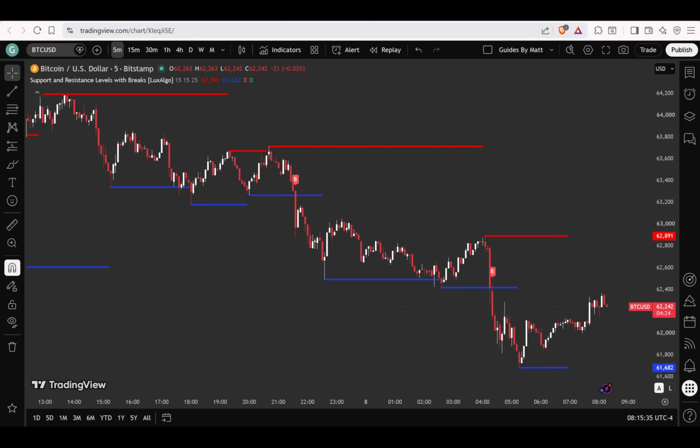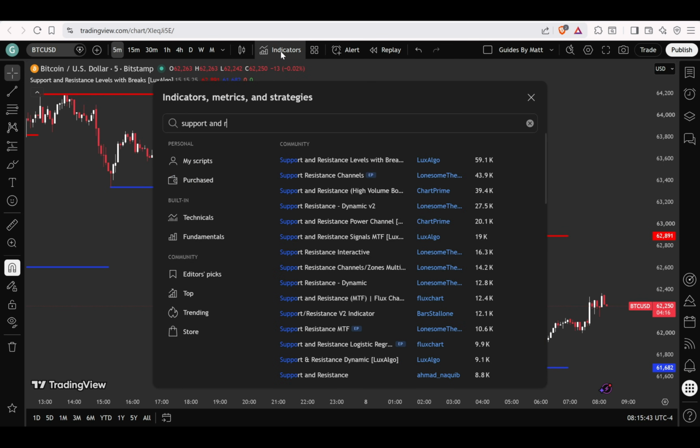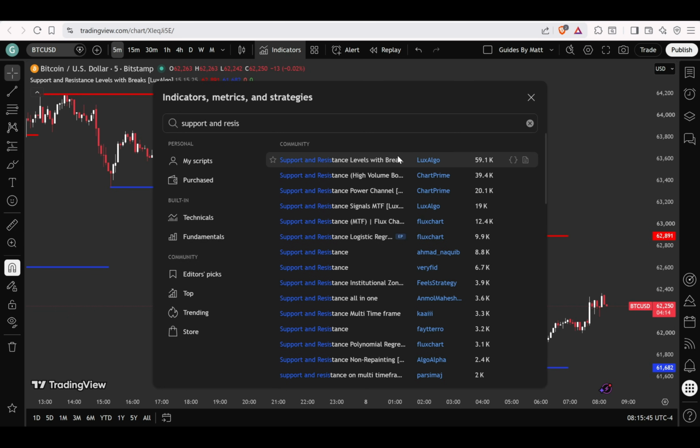To add this to your chart, open up TradingView and head over to the top toolbar. Click on the Indicators tab, and in the search bar, type Support and Resistance Levels with Breaks. Look for the one published by LuxAlgo. Simply click on it to add it to your active chart.